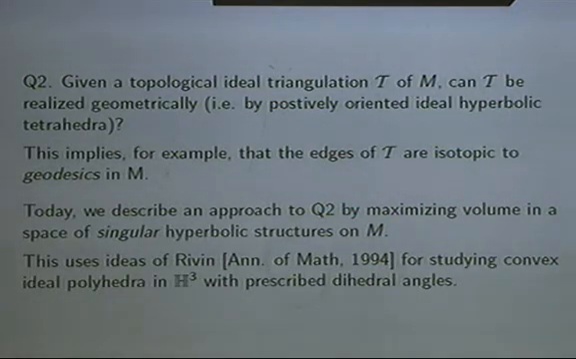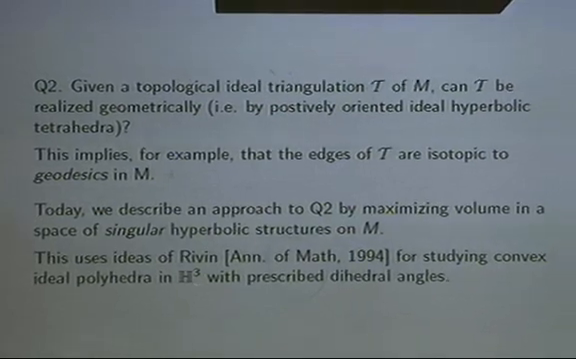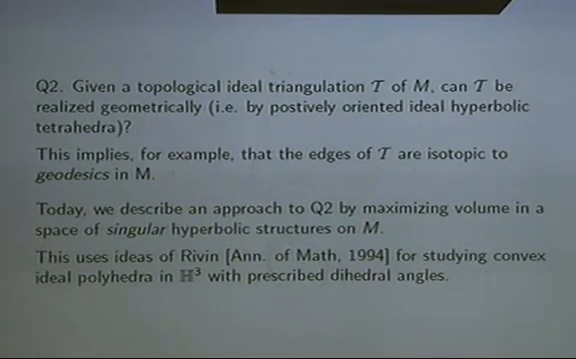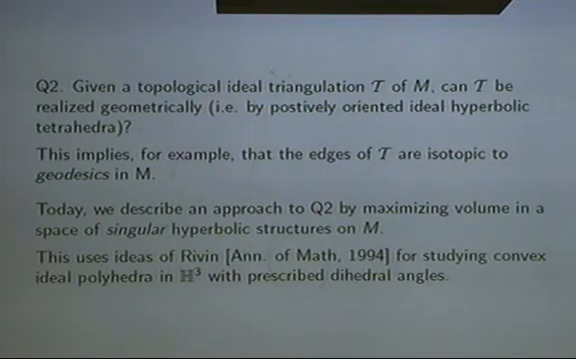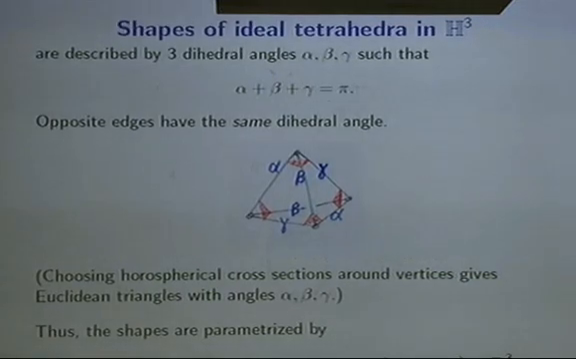Originally he was studying convex ideal polyhedra in hyperbolic space where you prescribe the dihedral angles. If you give the combinatorics and some numbers attached to the edges, the question is, can you realize that by a polyhedron in hyperbolic space? It turns out there are very nice answers to that question. Rivin's approach here was a volume maximization procedure, and we're going to try to extend this now to manifolds.